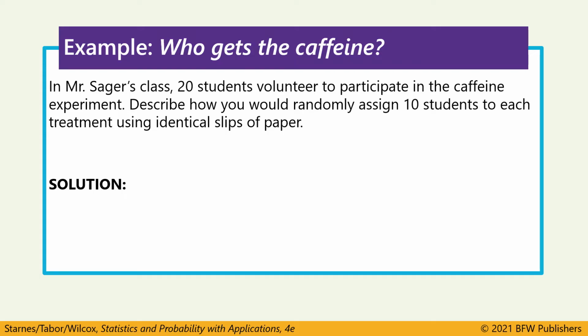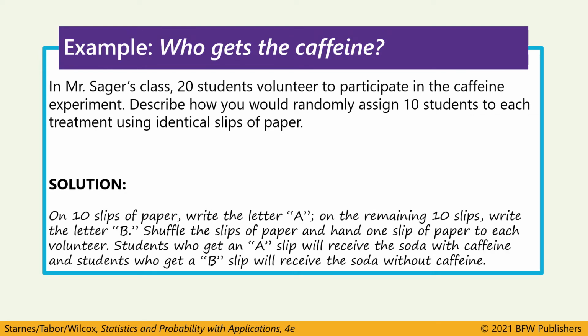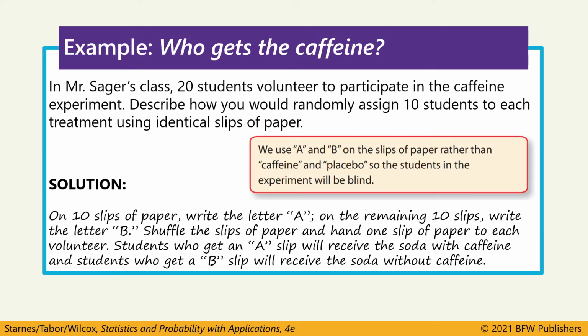This is going to follow the same process that we discussed when we were covering sampling techniques a few sections back. If we have 20 students volunteering to participate in this experiment, how would we randomly assign them 10 students each using slips of paper? Well, we could write the letter A on 10 slips of paper and the letter B on the remaining 10 slips, shuffle them all up, have students draw out random slips of paper. Anyone receiving A would receive the soda with the caffeine, and anyone who's in group B would receive the soda without caffeine. Now, we're labeling them A and B instead of caffeine and placebo because we want these students to be blinded to which treatment they receive.